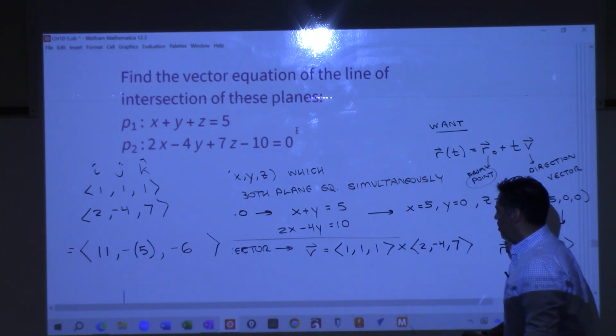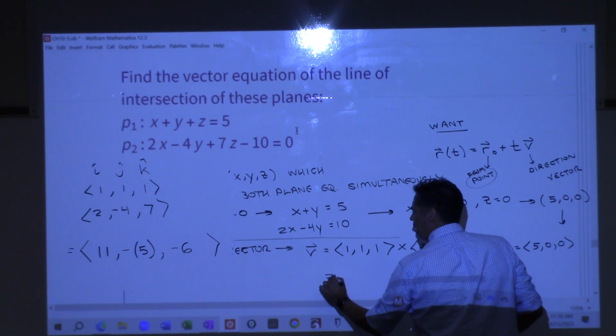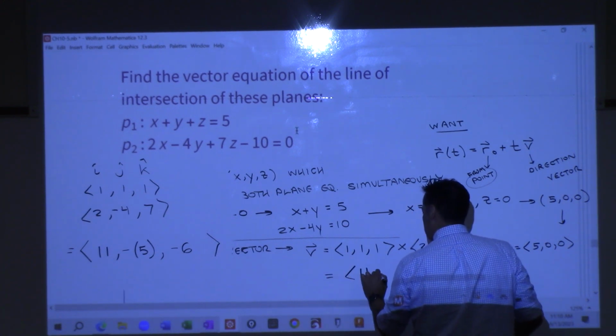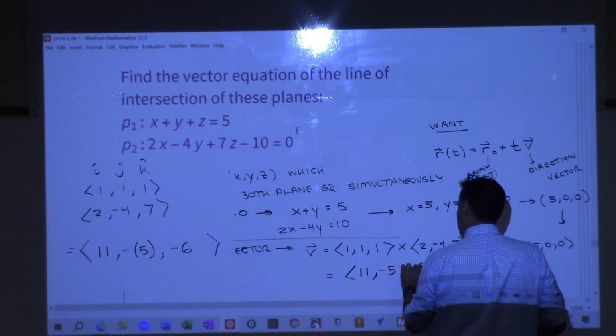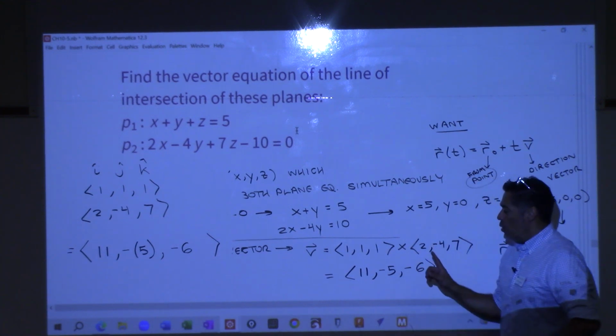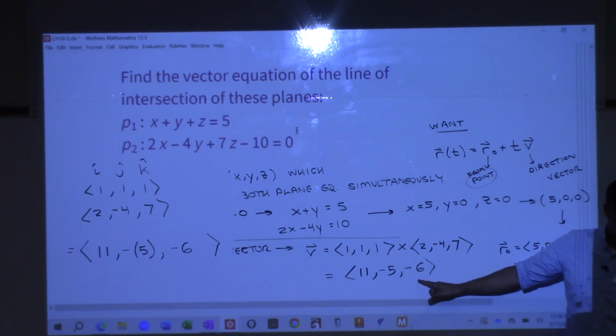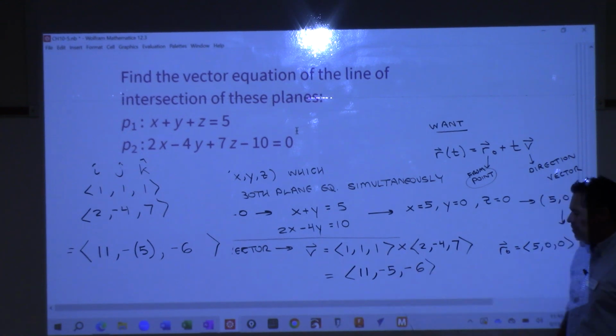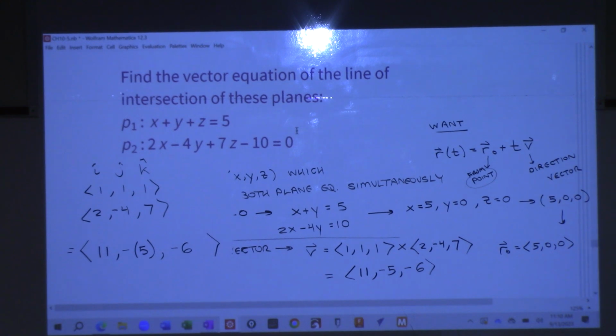So my direction vector v is the vector 11, -5, -6, or any scalar multiple of this. I could scale this if I wanted to, but that can't be reduced, right? I can't pull a number out of all of them. So I think that's good.